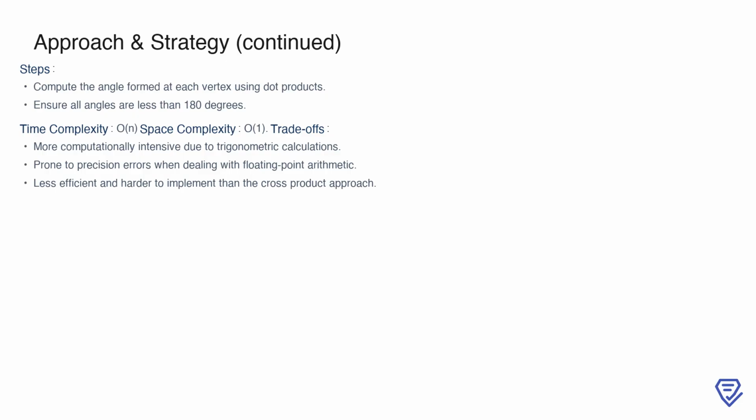Additionally, the reliance on floating-point arithmetic introduces the risk of precision errors, particularly when dealing with complex or large polygons. This makes the angle measurement approach less practical and harder to implement compared to the cross-product-based methods.